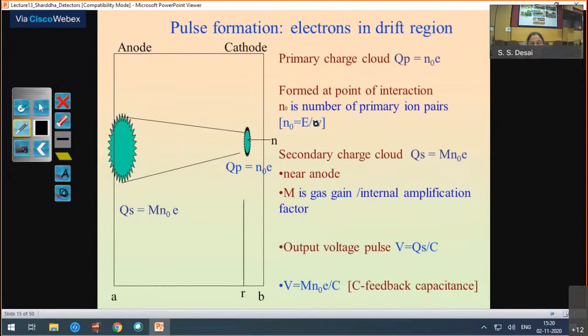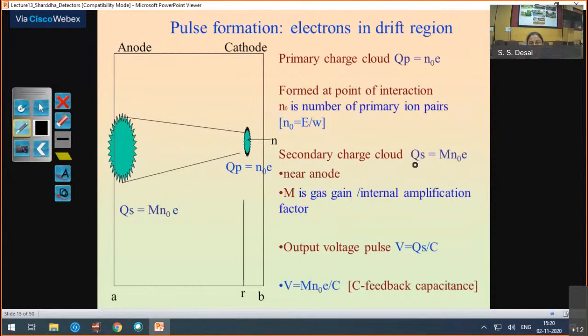You have E as the energy of incoming radiation or a charged particle, and there is a fixed W value, the energy needed for creating one ion pair. So the total number of ion pairs, the number of electrons or positive ions created, depends on your incident energy. So N naught is the primary charge cloud.